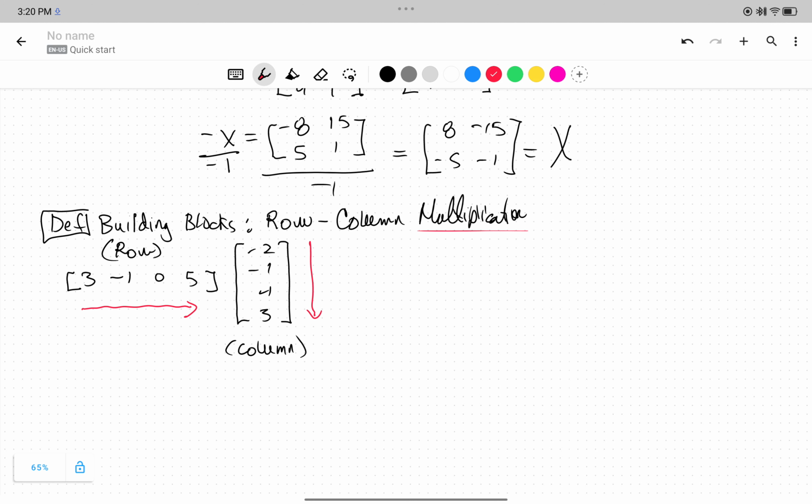So I'll use colors. The first one here goes with the first one here. The second one goes with the second one. The third one with the third one. And you get the idea. The fourth one with the fourth one. So those match up. So all you have to do is multiply and add at the same time. So let's take care of it.